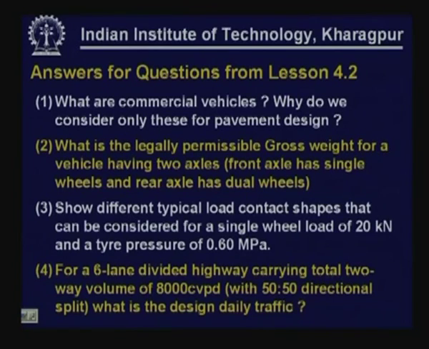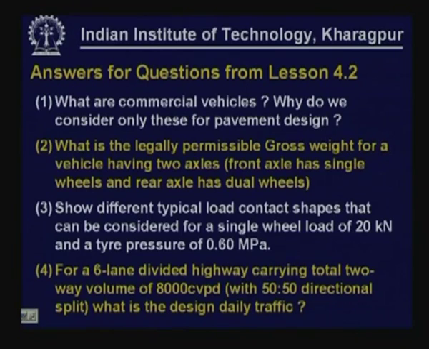Answers for the questions that we asked in the previous lesson: What are commercial vehicles? Why do we consider only these for pavement design? Commercial vehicles are those which have a laden weight of more than 3 ton, because smaller vehicles, which carry smaller loads, do not produce significant stresses so as to cause significant damage to the pavement. That is why we would not consider other than commercial vehicles.